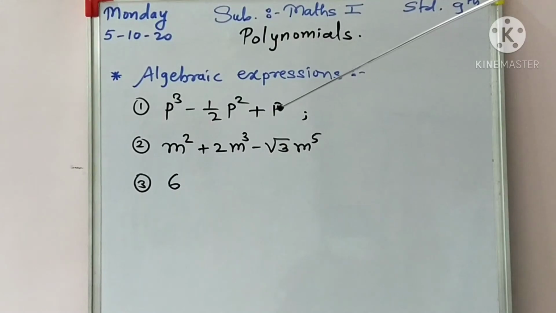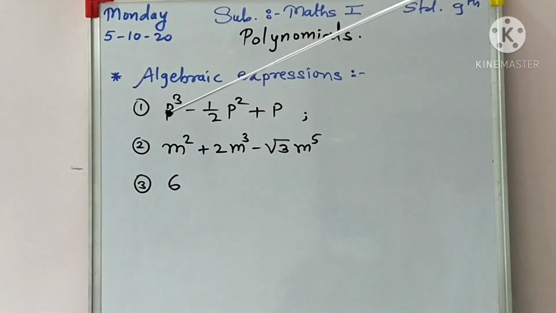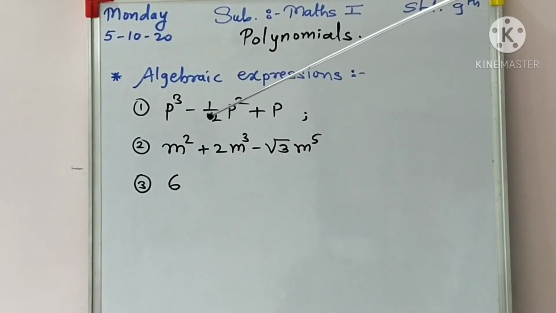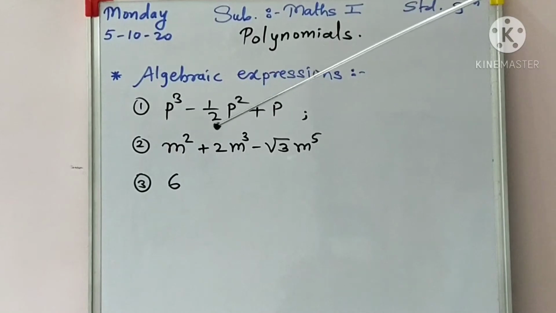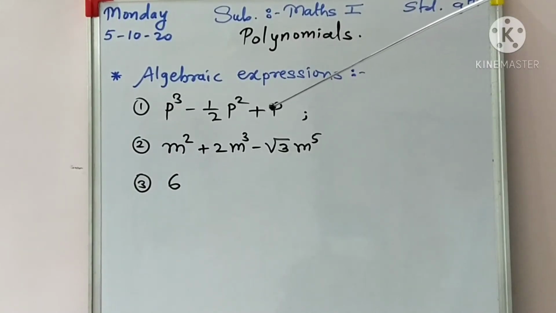Yes, it is a variable, and with that p there is one constant. Here in the first term, p cube, the constant is what? 1. If there is no number, we consider it as 1. Here in the second term, with p square, the constant is minus 1 upon 2, and for the third one, again no constant means we consider it as 1. So 1, minus 1 upon 2, and 1 are known as what? Coefficients of that variable term, or coefficients in that algebraic expression.